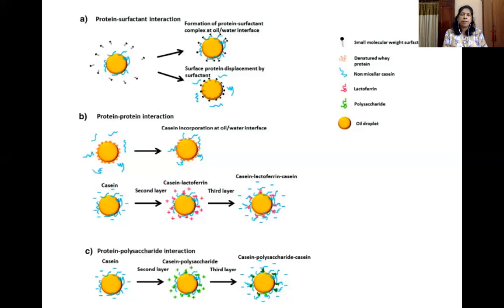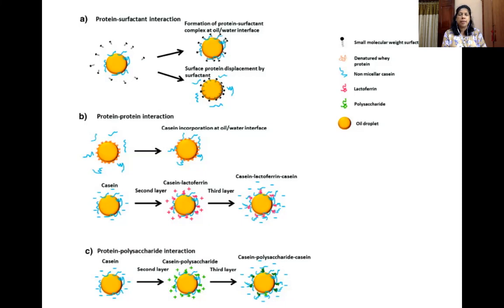In the other case, the casein and water are there in the second layer, then the casein lactoferrin is there. When it comes to the third layer, the water, oil, the blue lactoferrin as well as the non-micelle casein, all are together, then produce a very stable oil in water emulsion. The C picture also shows the protein polysaccharide interaction.